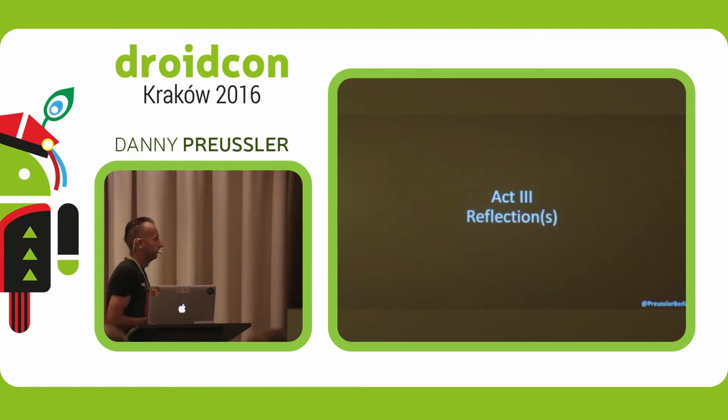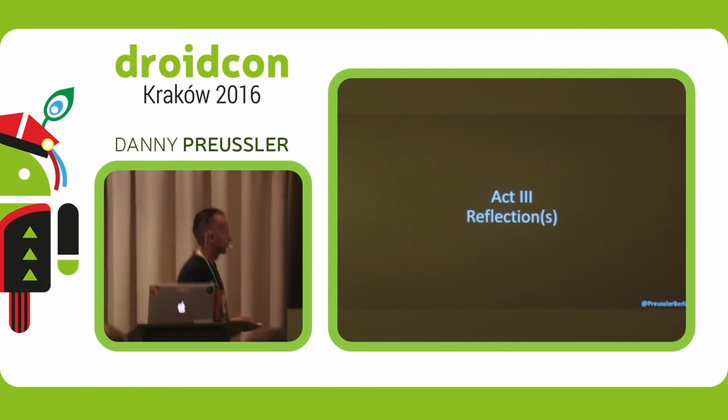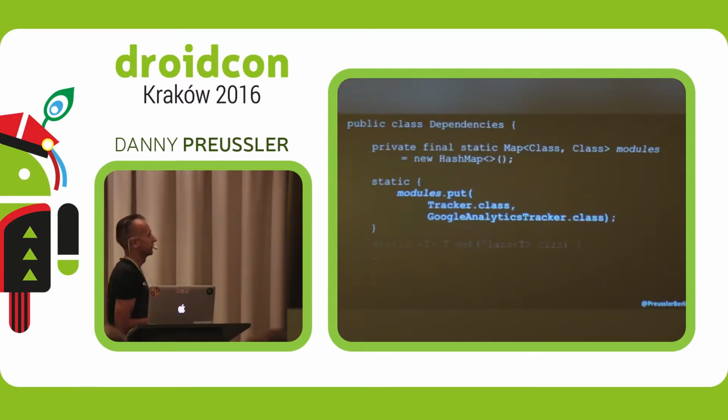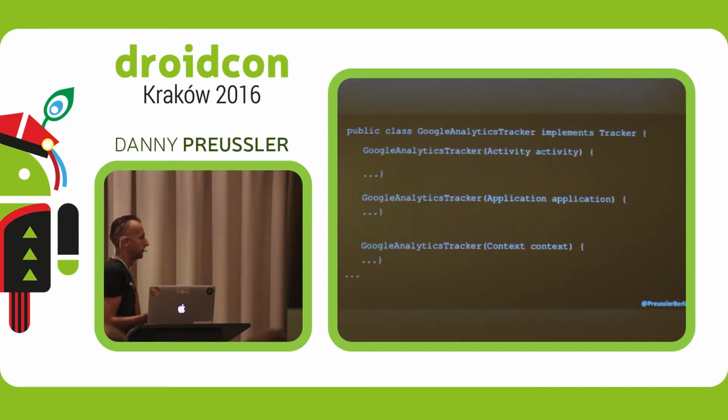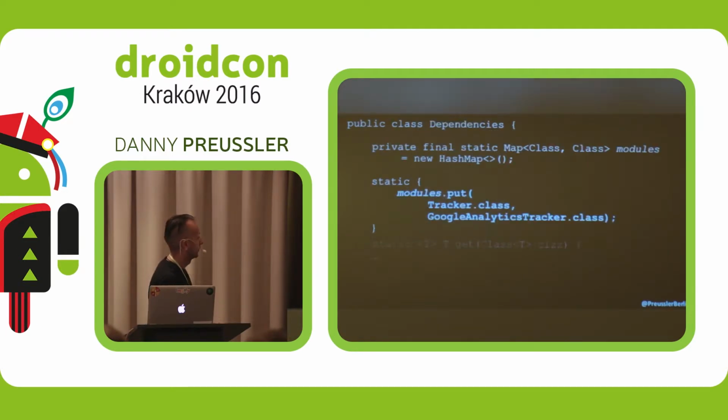So let's introduce reflection. Reflection is cool, right? Not completely, but let's give it a try. So how would we change this? We would use the same map as before, but instead of having the new Google Analytics tracker, we would just put in a class. And then our get method somehow needs to instantiate this Google Analytics tracker.